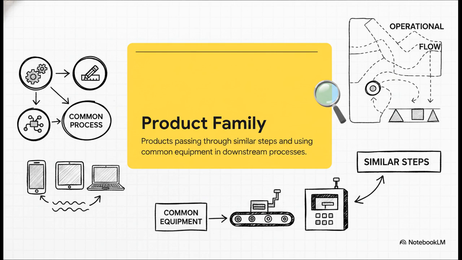Not at all. Instead, a product family is strictly defined as a group of products or services that pass through similar processing steps and utilize common equipment in their downstream processes. We're looking for shared technical resources, shared manufacturing cells, or common design steps. In short, we map the operational flow, not the physical appearance of the item.